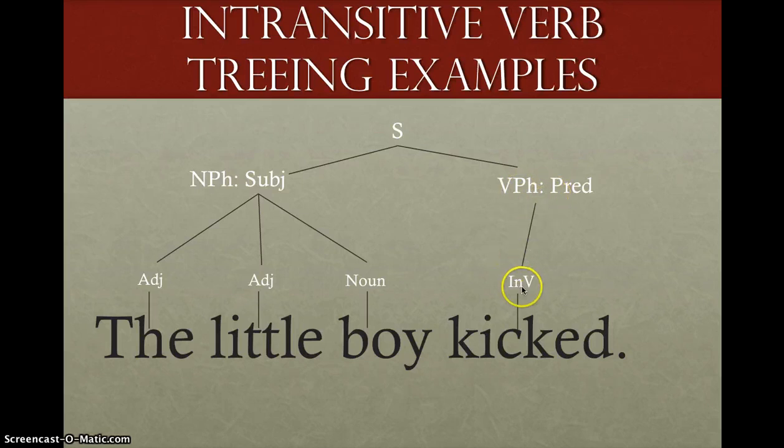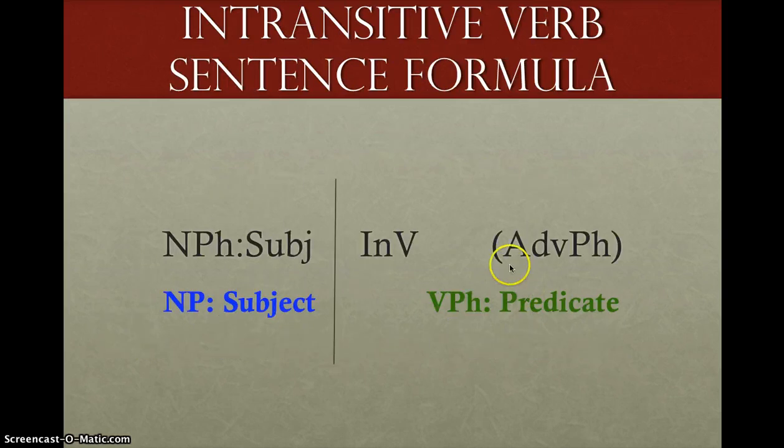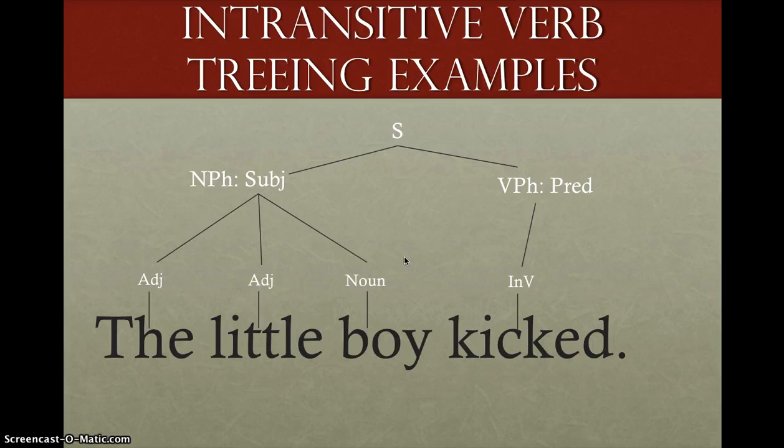The only thing we have in this sentence is an intransitive verb. The intransitive verb kicked. We don't know what he kicked. We just know he kicked. The little boy kicked. Okay? So that's our first example. If we look at our formula, we have the subject, noun phrase subject, and the intransitive verb. That's our example.